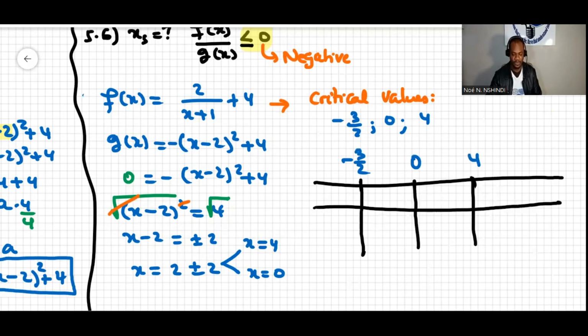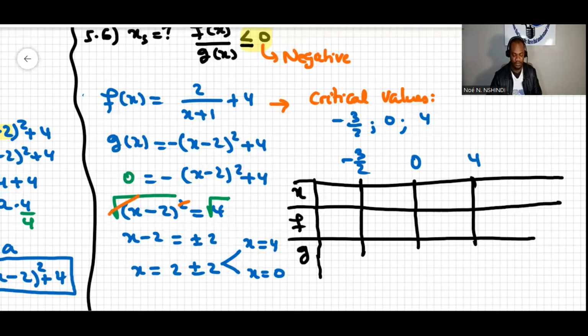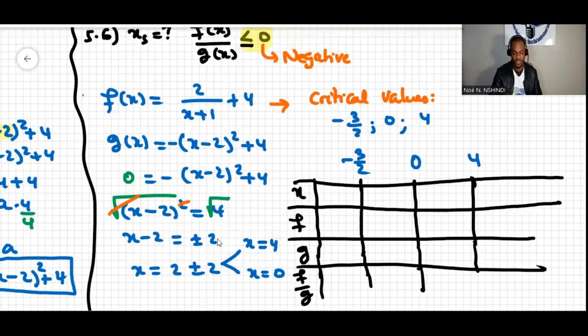Yes, like that, like that, like that. Those are the intervals. And then extend it a little bit like this. Yes, x is here, and then f, and then g, and then f over g. Okay, now let's work out the signs. So in the interval less than -3/2, I'm going to pick any number here.